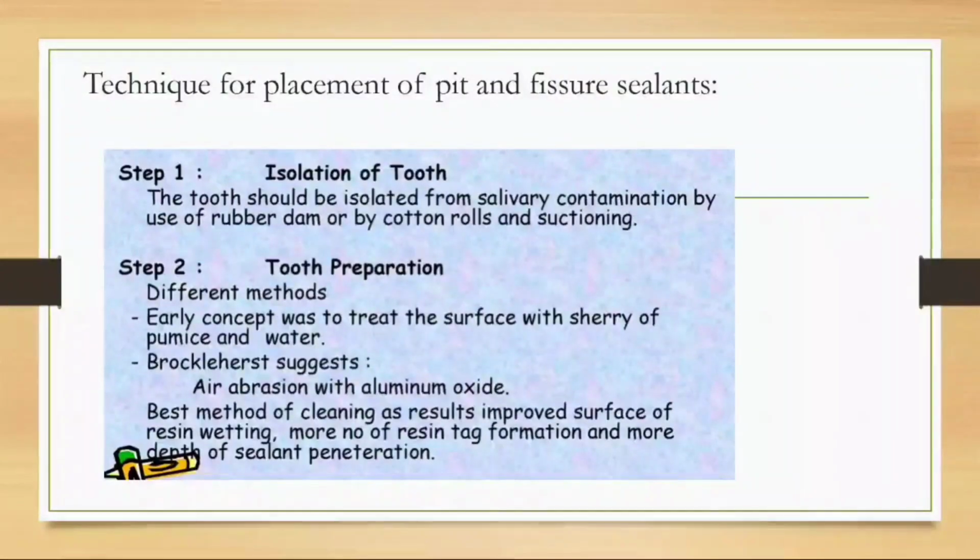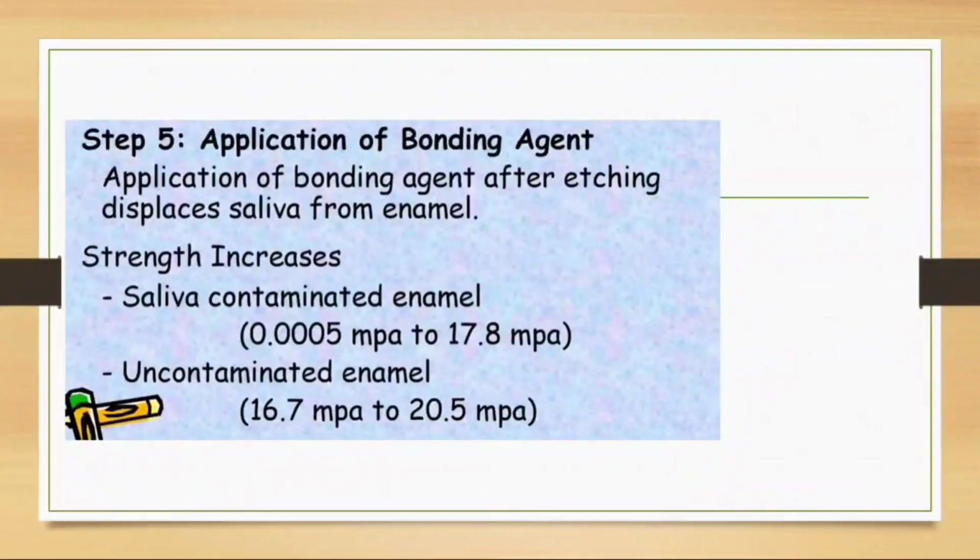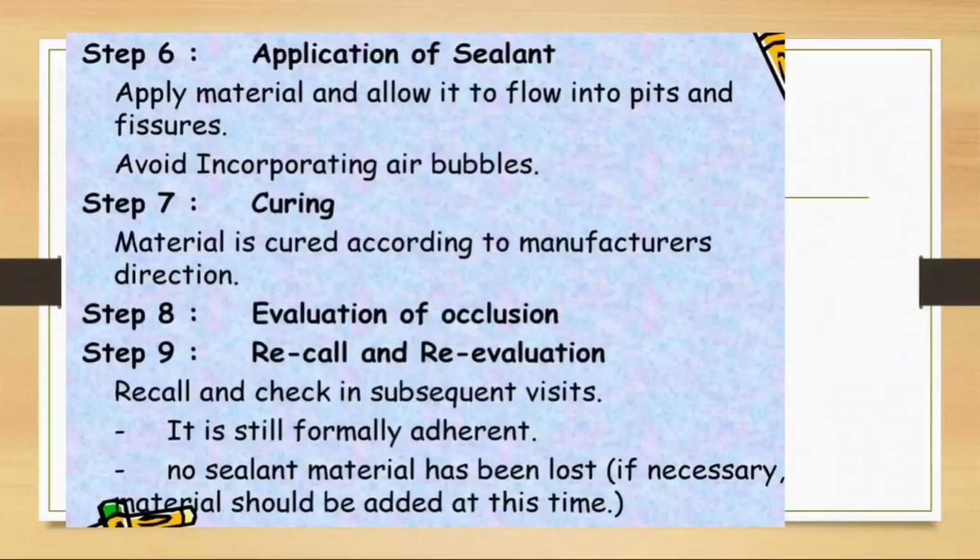So the technique is first isolation, then preparation of the tooth. Aluminum oxide can be used. It can be treated with slurry of pumice and water. Then we will go for acid etching, then rinsing, then bonding agent, then application of sealant, curing and evaluation, and recall and reevaluation.